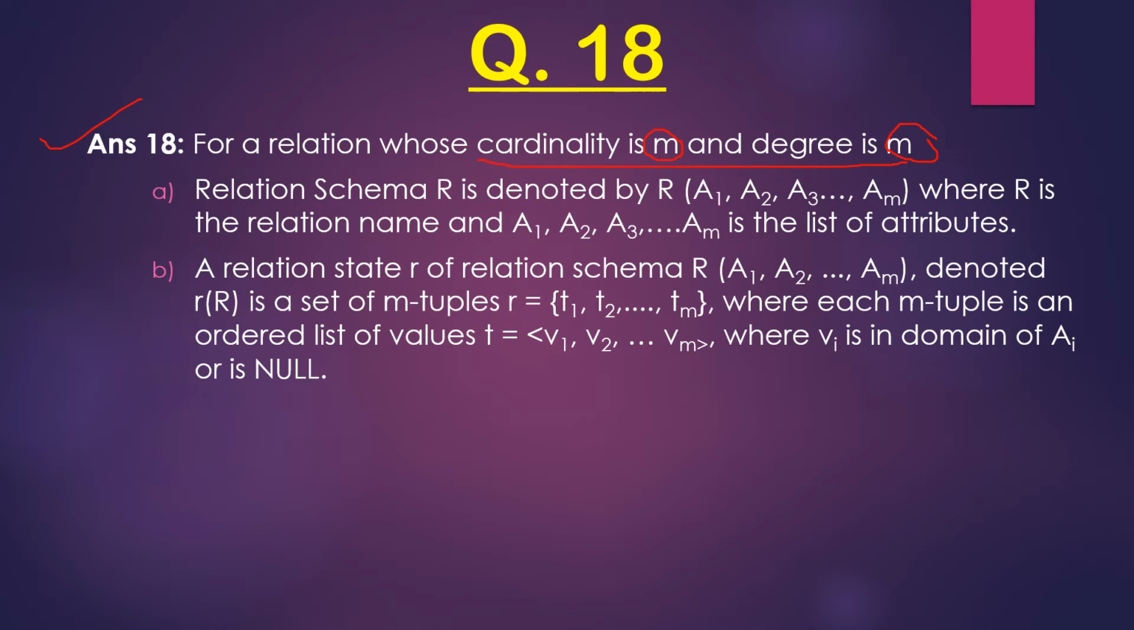Here in the question, please read every question carefully, because this question is asking about a relation whose cardinality and degree both are M. So you have to answer the question accordingly, and you can see here I have answered the question according to the cardinality and degree given, which is M. So please do not make any mistake regarding reading the question carefully. Read each and every question carefully, because you might attempt it wrong if you do not read it carefully.